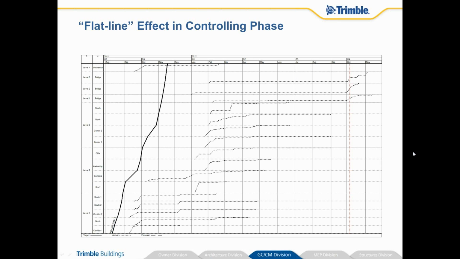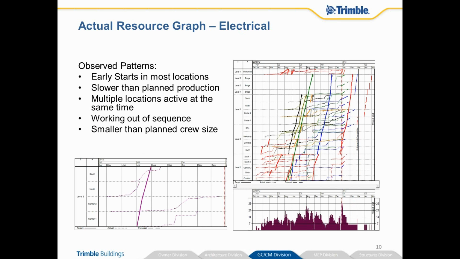In this example, we're looking at the electrical resource. Some of the observations that we can make here, just looking at this bottom flow line view, is that we're starting early in as many locations. And this is often resulting in 2 or 3 or 5% of the work being completed before the location opens up entirely. So early starts have an impact on the overall success of actually closing out an entire location.